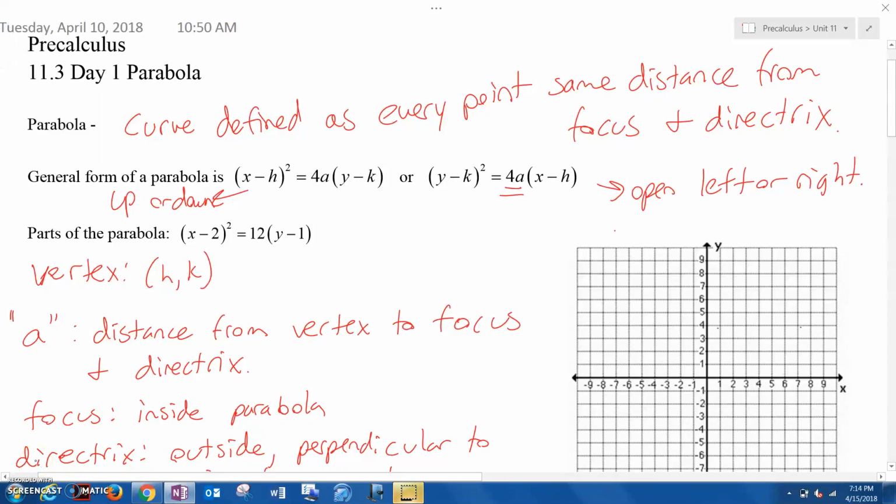Alright class, parabolas day 1. There's a lot of stuff to write down, so please pause the video and write down the definition of a parabola, as well as these opens left or right or up and down. So these are the two formats that will do that for you.